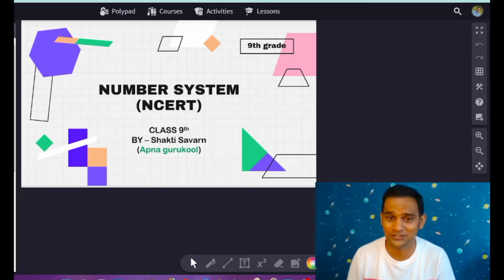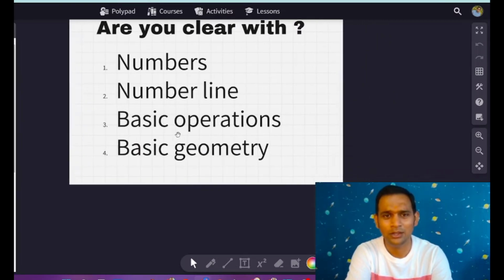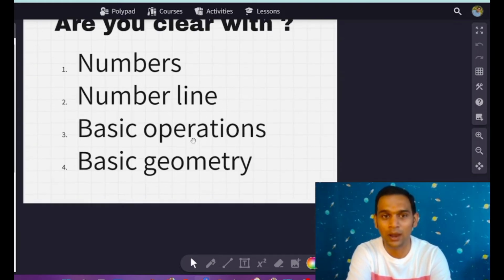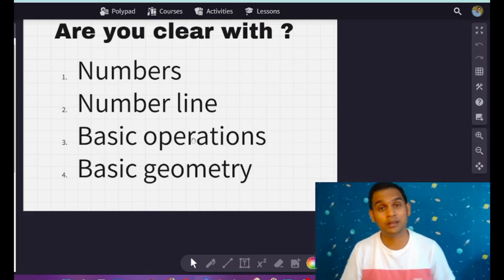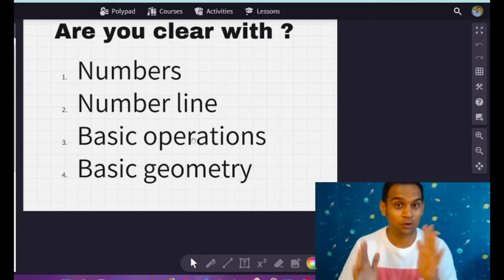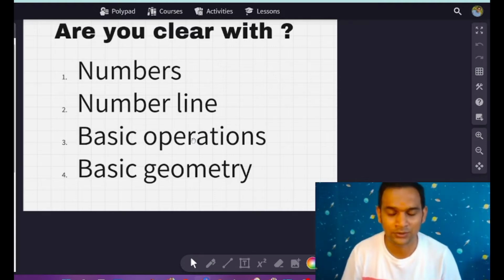So before we start, I just want to ask you all, are you clear with numbers? These are very, very basic questions, but still I would ask because these are the things required to understand this chapter in detail. Are you clear with the number line, the number line which we played on and which we discussed how to operate with? I hope you remember that from class 8th and class 7th. You might have already discussed that.